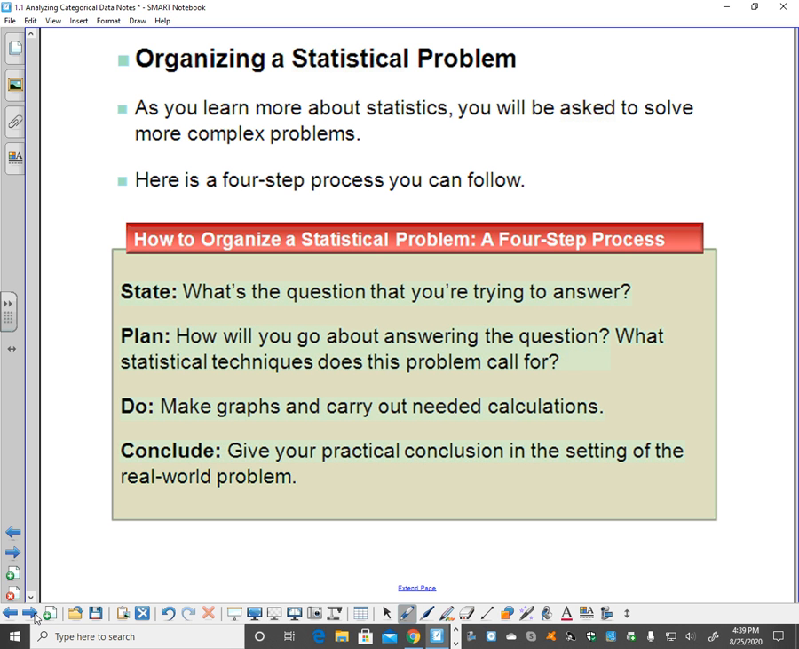How are you going to go about answering that question? What statistical techniques, and again, nobody's interested in your opinion, does this problem call for? So you are looking for cold, hard data. Then you're going to do, once you've collected your data, you're going to make a graph or carry out needed calculations. And then when you're done, you're going to conclude. You're going to give a practical conclusion in the setting of a real world problem.